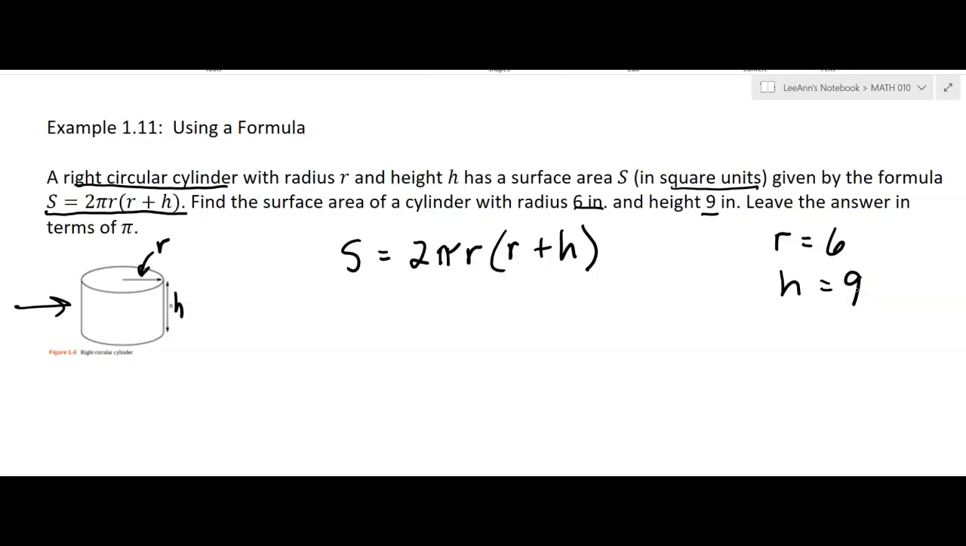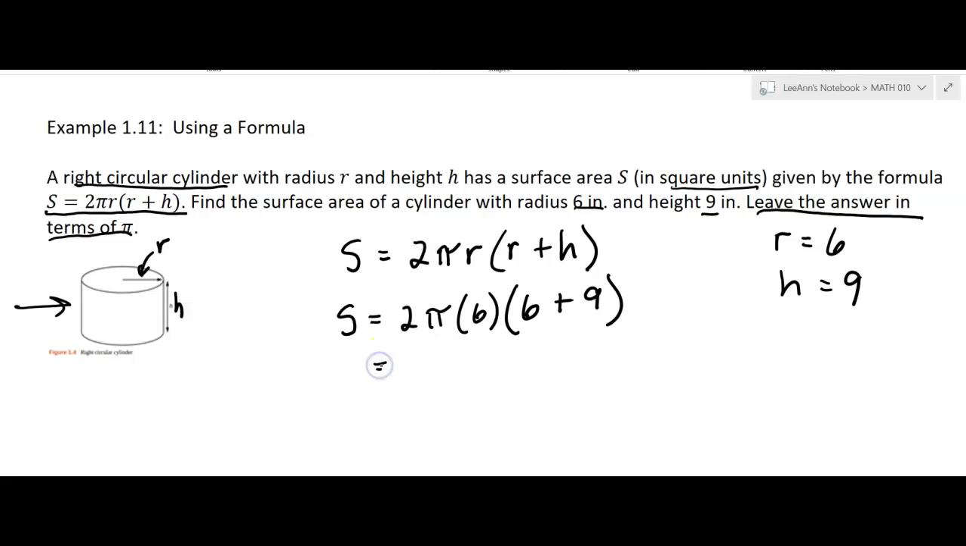And then it says, now this is kind of important, leave the answer in terms of pi. Okay, so we did a problem like that earlier, but we're going to figure out the surface area. 2 pi, and then the radius is 6, and then the radius is 6 plus the height, which is 9. So you might want to use brackets in there. I don't know if that would make it a little bit easier to see. Okay, order of operations. By the way, all of this is multiplication right there, so I'm going to make that 12 pi. Maybe I don't want to do that.